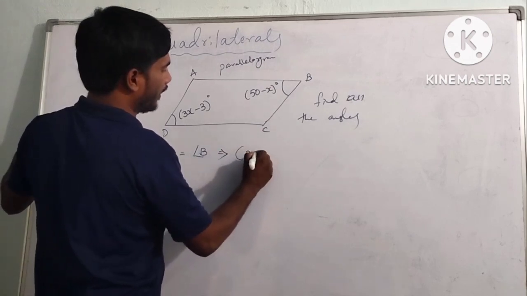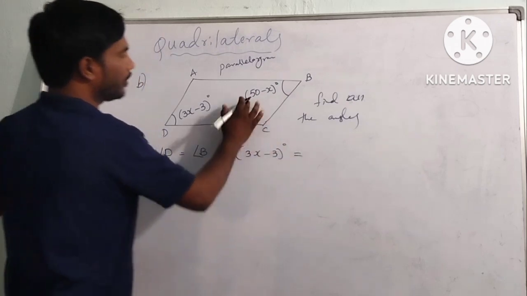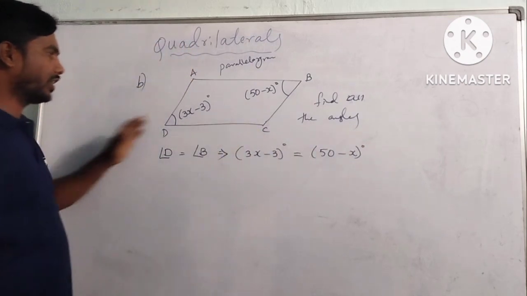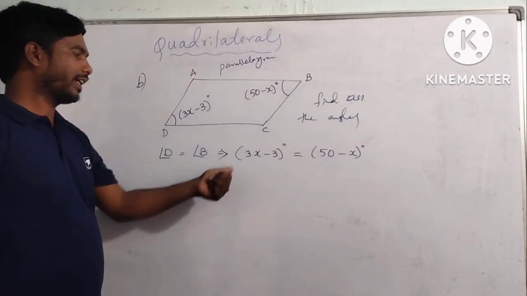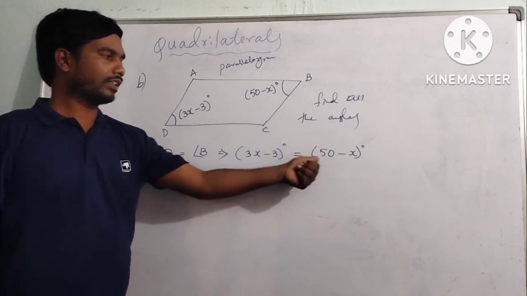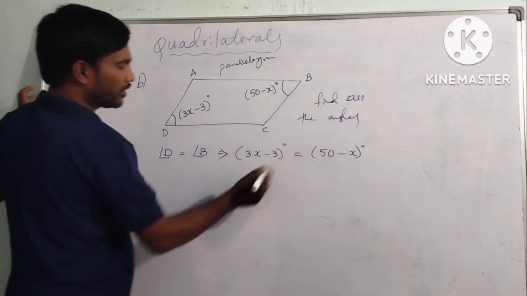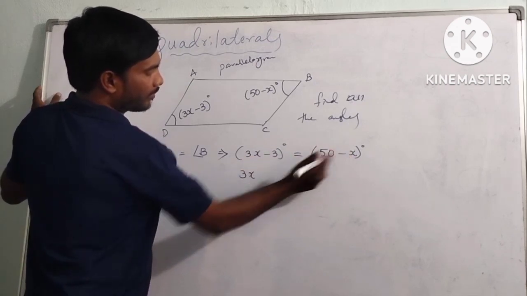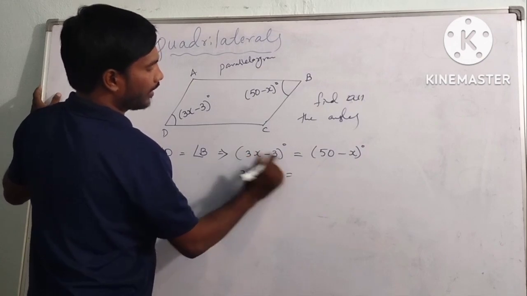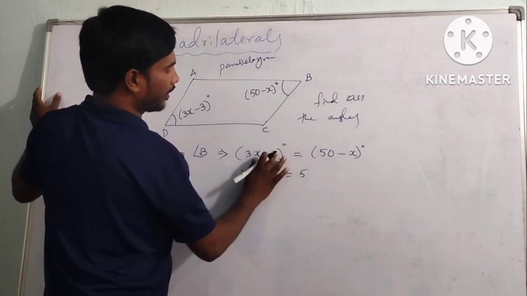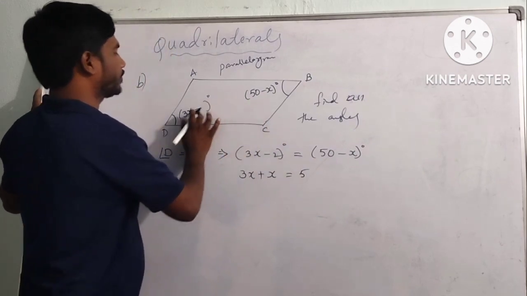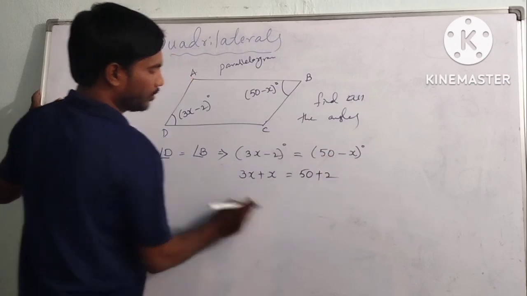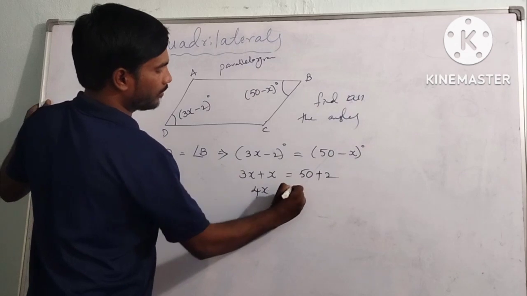Therefore 3x minus 2 degrees is equal to 50 minus x degrees. It is a parallelogram, that's why opposite angles are equal. Now use the transposition method. Add constant and variable to the same side. 3x plus x on one side, and on the other side 50, sorry, 2 in the question. Now 50 plus 2, 3x plus x, 4x is equal to 52.